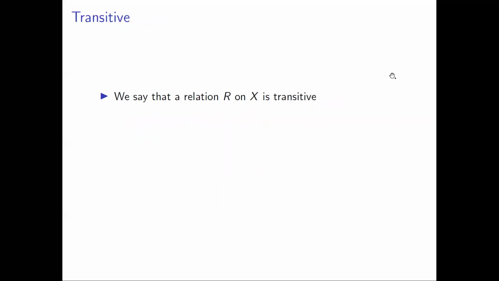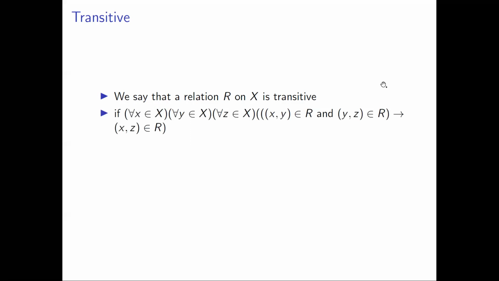Now we'll consider one more property, the property of being transitive. We say that a relation on the set X is transitive if and only if for all elements little x, little y, and little z of our set big X, if we have both (x, y) and (y, z) in the relation, then we also get (x, z) in the relation. Divides is a transitive relation. We can see that because if a divides b and b divides c, then a divides c.